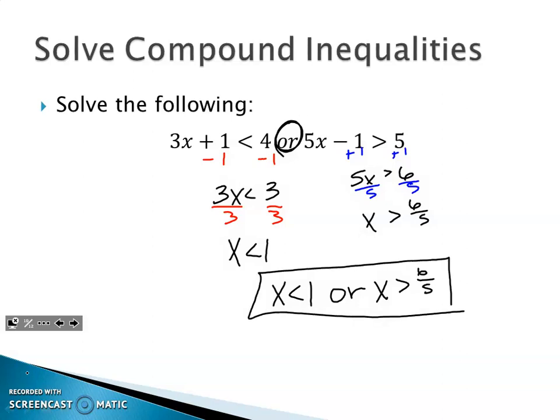If I was going to graph this, or statements are unbounded intervals. Or statements are unbounded, so that means they go this way. Those are our unbounded intervals. So for my two numbers, I need a 1. The 1 would have an open circle, and it's less than 1, so I'm shading to the left. And then I've got x greater than 6/5. That's also an open circle, and we're greater than 6/5, so we're shading to the right.